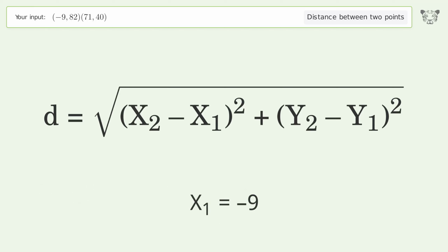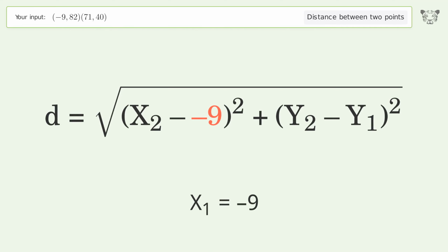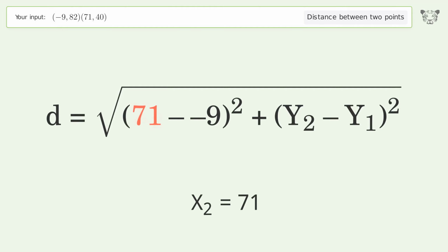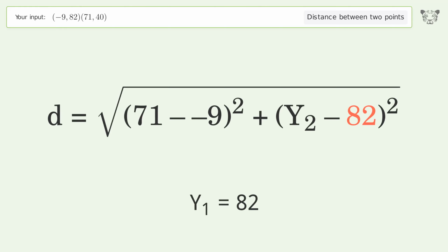x1 equals -9. x2 equals 71. y1 equals 82. y2 equals 40.